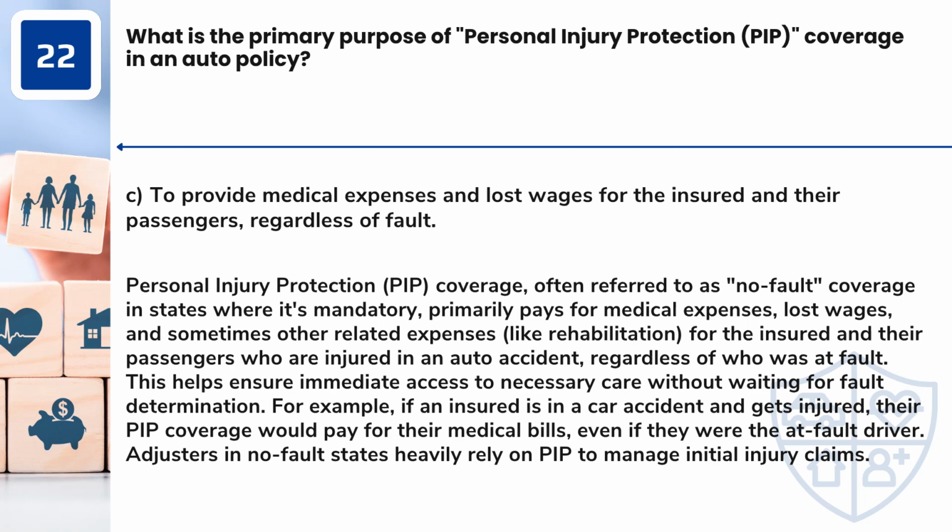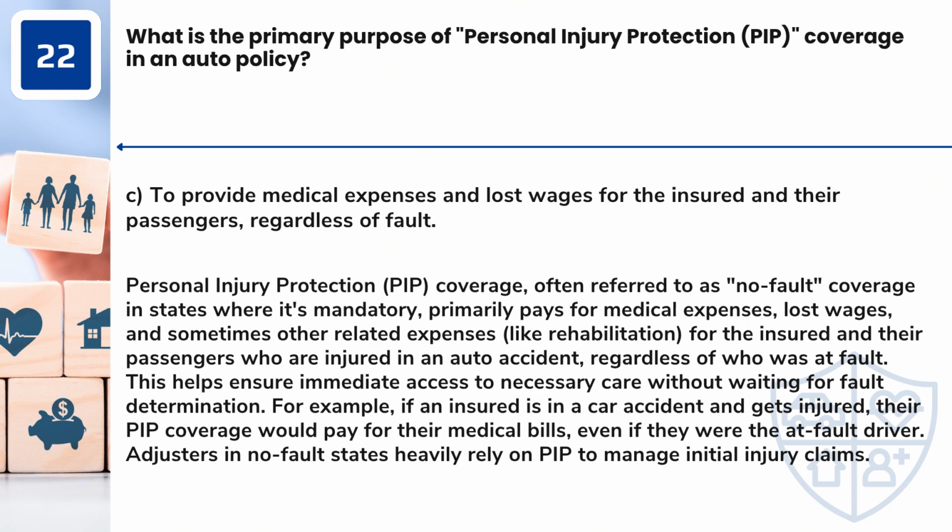Answer: C. To provide medical expenses and lost wages for the insured and their passengers, regardless of fault. Explanation: Personal injury protection, PIP, coverage, often referred to as no-fault coverage in states where it's mandatory, primarily pays for medical expenses, lost wages, and sometimes other related expenses, like rehabilitation, for the insured and their passengers who are injured in an auto accident, regardless of who was at fault. This helps ensure immediate access to necessary care without waiting for fault determination.